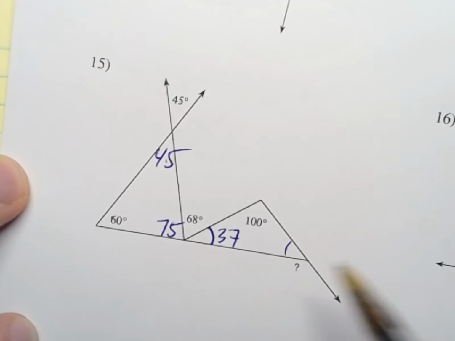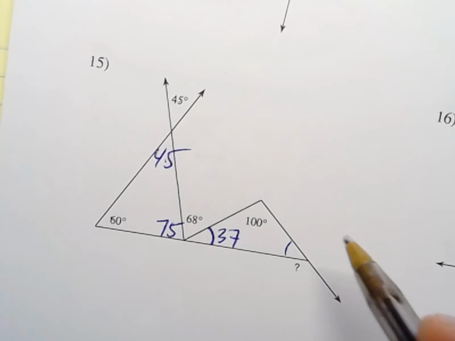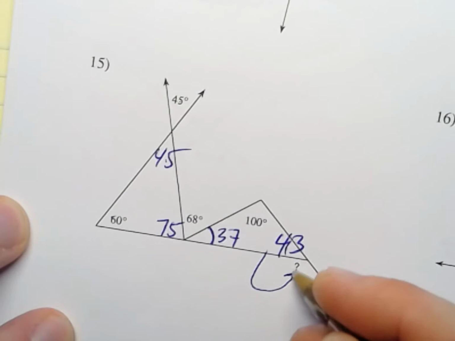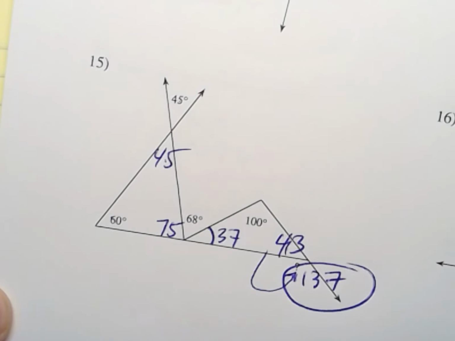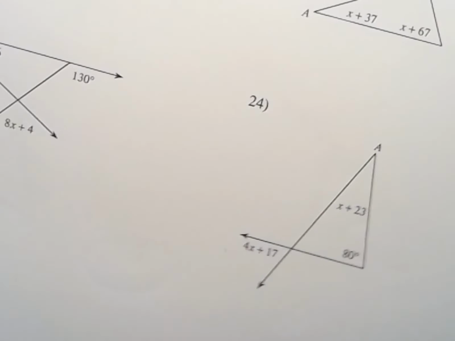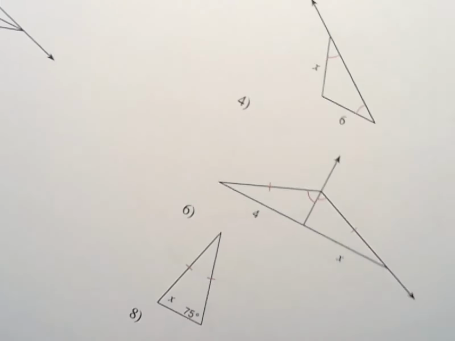37 and 100, this is going to be whatever's left over there. So 180 minus 137 gives me 43 left over here. But then this question mark is just the supplement of that one. So 180 minus 43 gives me 137 for my question mark right there. Okay? Good. You can also do these with algebra, and of course you'll see some of this on the homework. Doesn't change anything. Okay? All right.